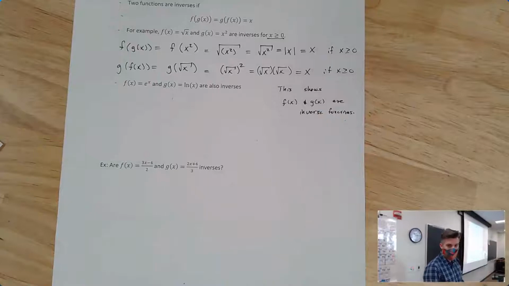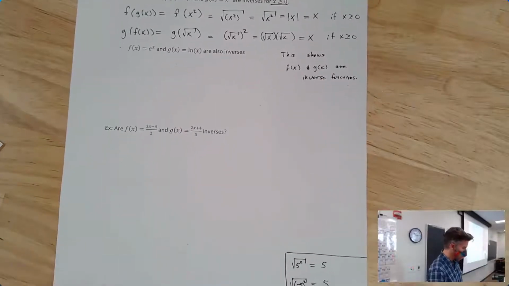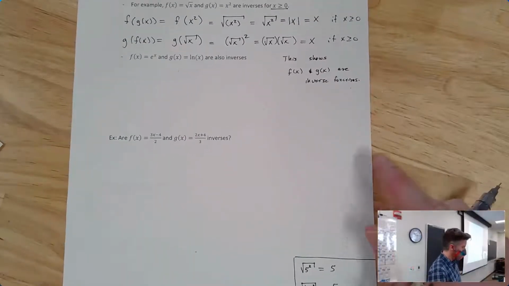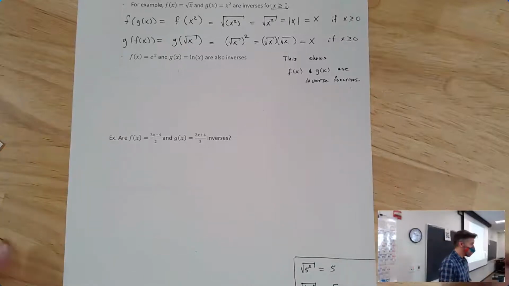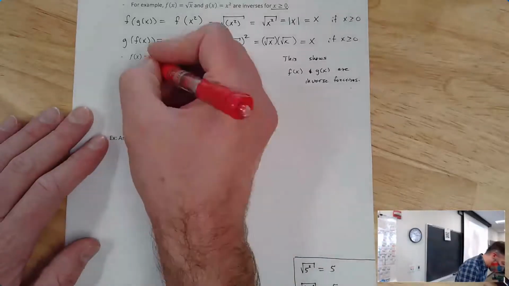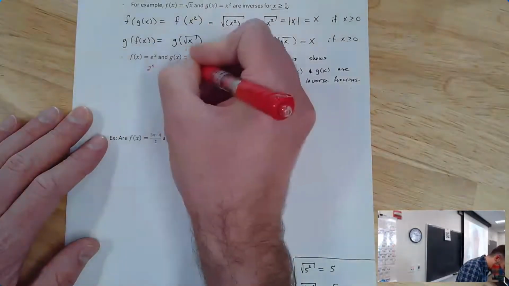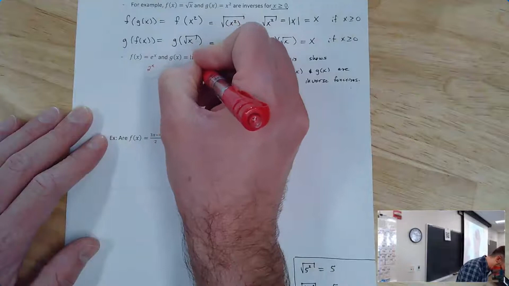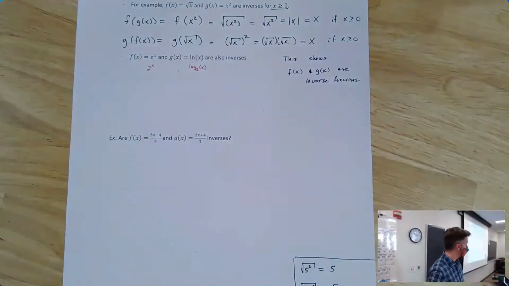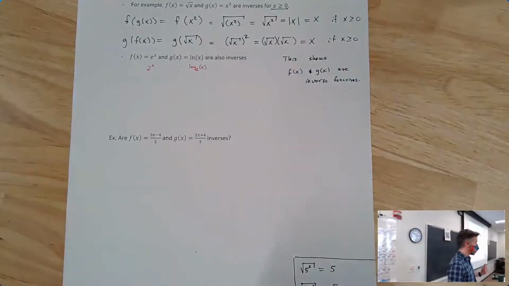Okay. Here's another example that you might be somewhat familiar with. E to the x and the natural log of x. Or if you prefer, you could also think of 2 to the x and log base 2 of x. Those are other examples of inverse functions. And you show they're inverses the same way.